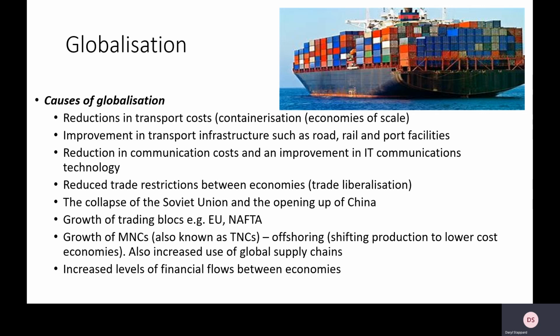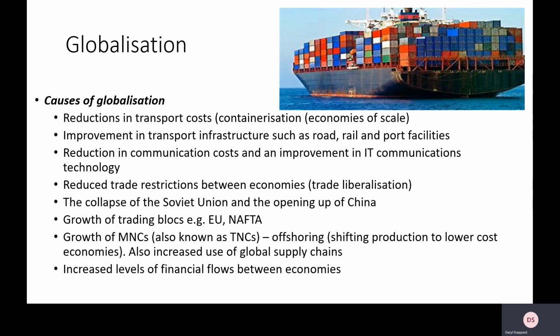Now, we're not just talking about the boats that have got bigger and more efficient at shipping things across the world, but you've got to think then about how do you get these things into your country. Well, you've got a massive improvement in port facilities, and then road and rail to transport these things around countries. And again, this drops the cost of transporting things larger distances, which again makes it more cost effective to make things in different countries across the world.